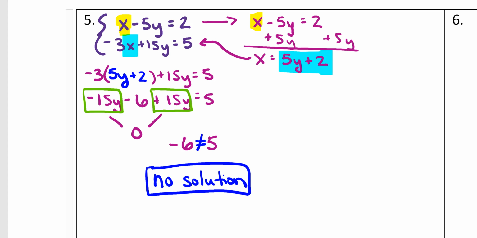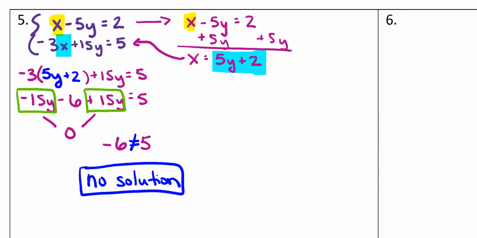Now we can't check this one because there's nothing to plug in, but you could check graphically to see if they are parallel lines. So you could always use your calculator or you could do a quick sketch and check their slopes and their y-intercepts. All right, let's try number 6.